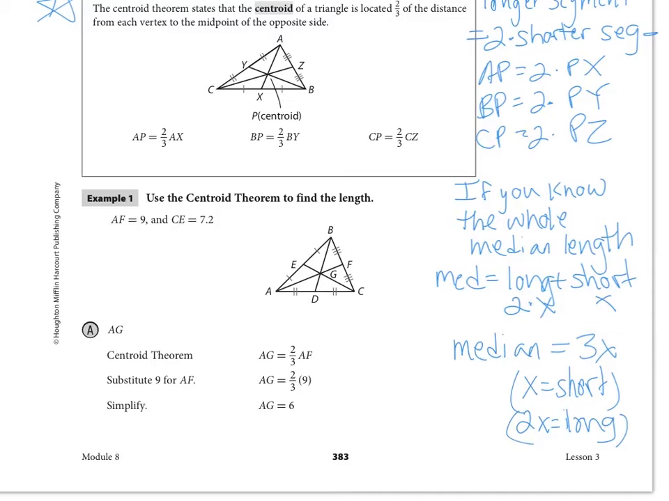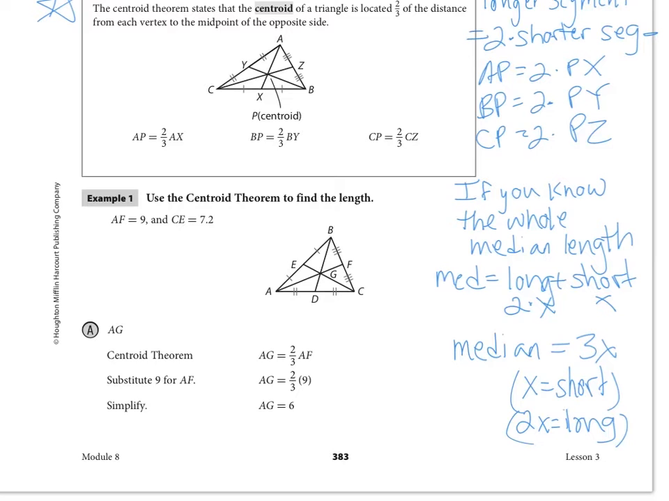In example 1, though, it says use the centroid theorem to find the length. We need to find, if we know AF is 9 and CE is 7.2, then we need to find AG, which is this longer length of the median here. Using the centroid theorem, if we know the whole length of AF is 9, then we need 2/3 of 9, basically. And so we get that AG has the length of 6.